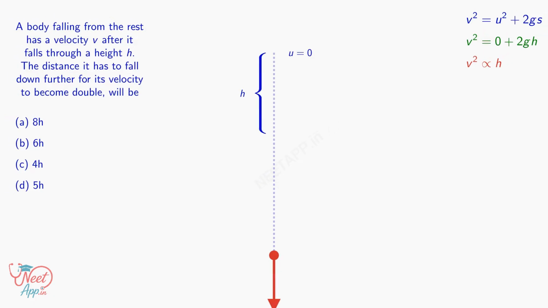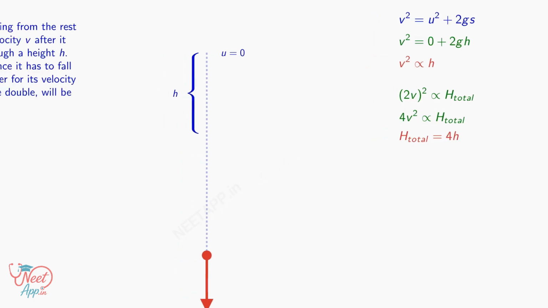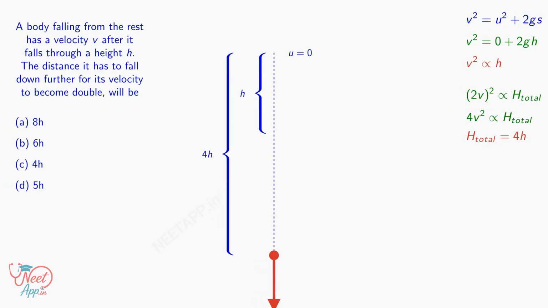Now, we want the final velocity to double, becoming 2v. What does this do to our height? If we substitute 2v into our proportionality, we get 4v squared. This means the total height must scale by a factor of 4. The total distance from the top is 4h.